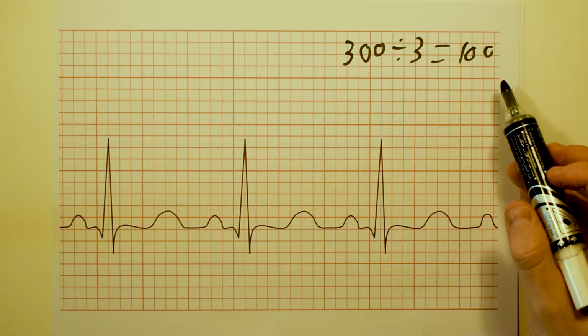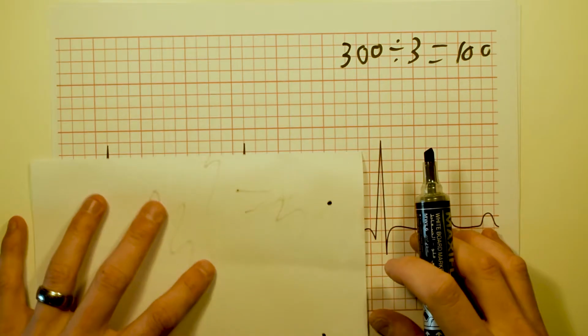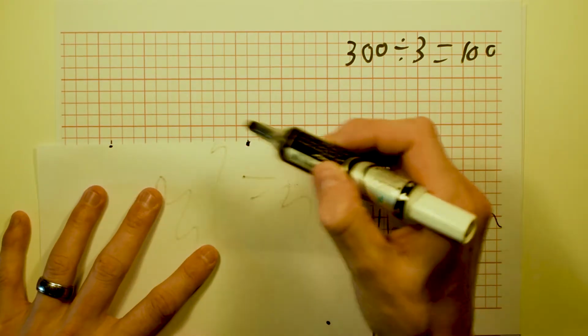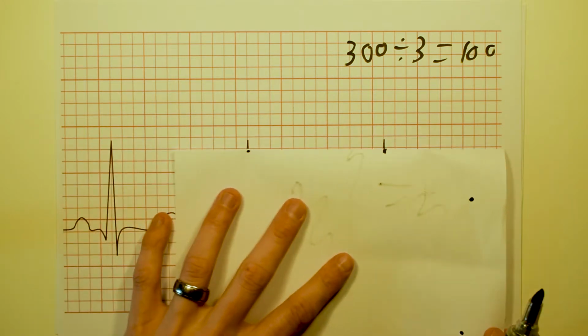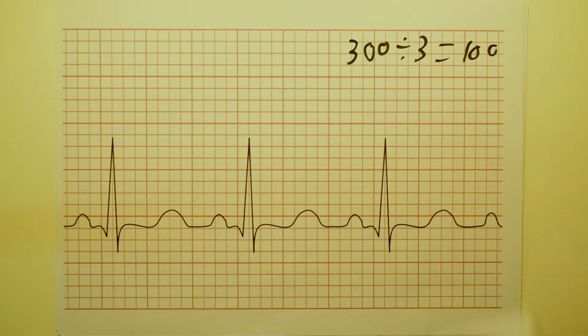Now that we have worked out the rate, let's see whether it's regular. Remember, to work out if it's regular, we take a piece of paper, we mark the R waves, and you see whether those touch. They do touch. Do these touch? Yes, they do touch. And if we continue, you'd see that it is regular. It's important to do that. So it's regular, and the rate is 100 beats per minute.